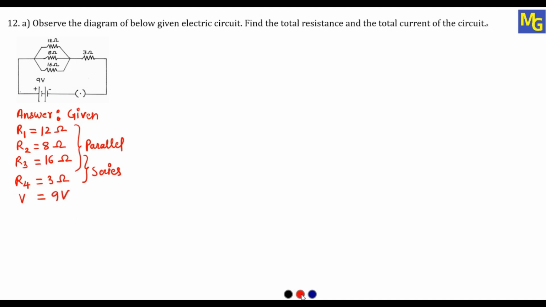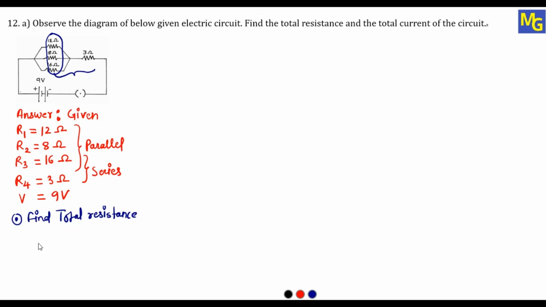First we will find the total resistance. So I'll write it here: first find the total resistance. To find this total resistance, as I told, first we have to find the effective resistance for these three which are in parallel, and then we have to find it for these two which are in series.